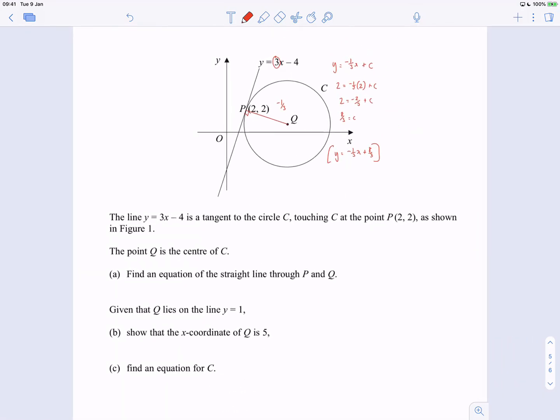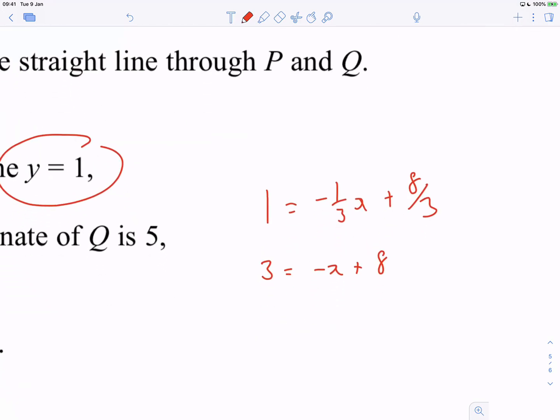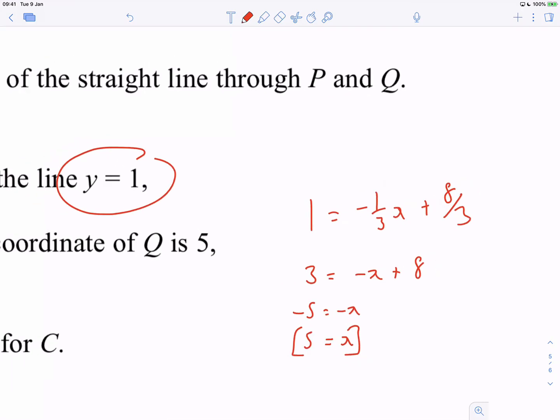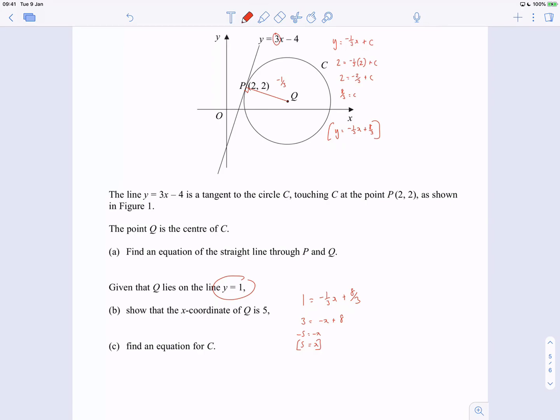Given that Q lies on the line y equals 1, show the x-coordinate of Q is 5. Well, if it lies on the line y equals 1, then we know y equals 1. So we just set 1 equal to minus a third x plus 8/3. If I times everything by 3, I get 3 equals minus x plus 8. If I minus 8 from both sides, I get minus 5 equals minus x. So if I times by minus 1, x equals 5. That's fairly straightforward.